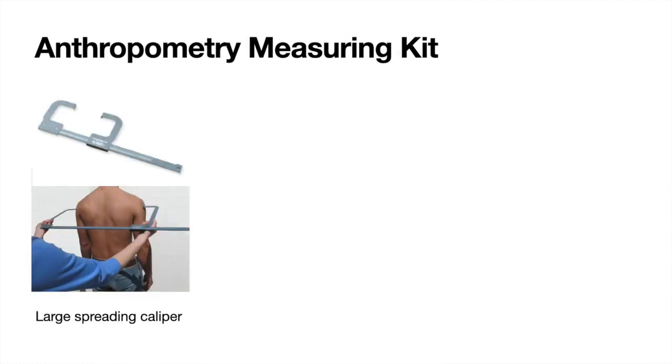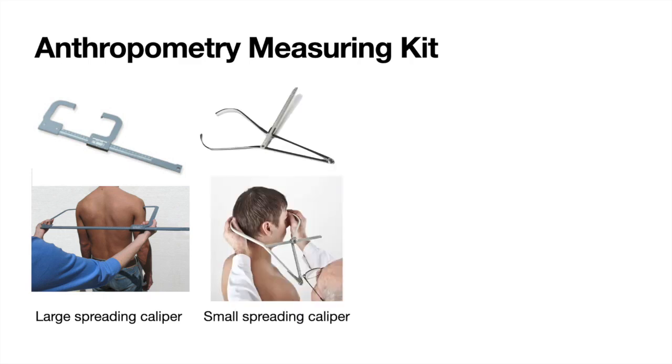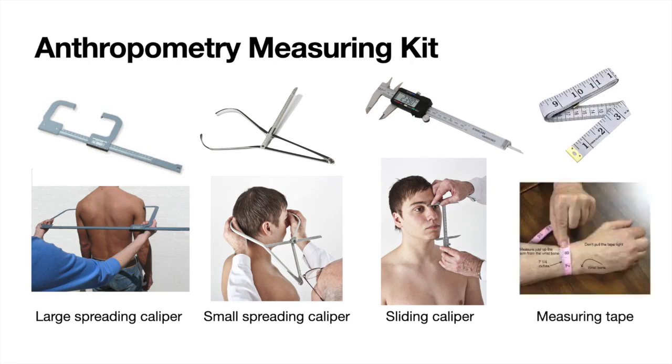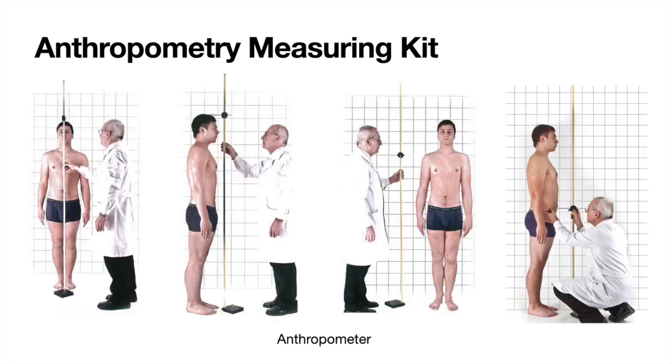The anthropometry data can be collected by using the anthropometry measuring kit. For example, large body width such as the shoulder length can be measured using the large spreading caliper. Smaller body size such as the head can be measured using the small spreading caliper. Even smaller body points can simply be measured using the sliding caliper. Circumference of body parts can be measured using the measuring tape. Large distances such as the body height, shoulder height, and waist height can be measured using a vertical measuring tool called an anthropometer.